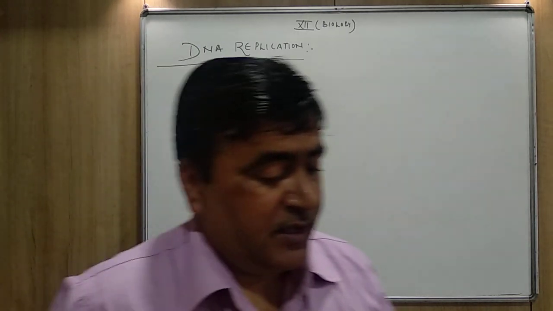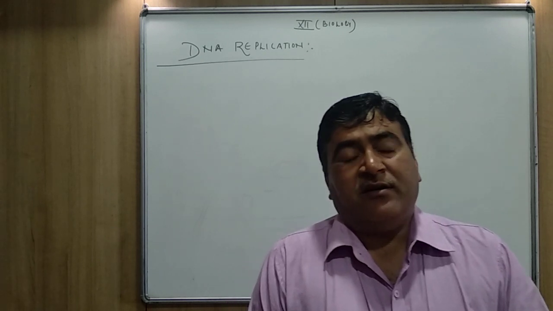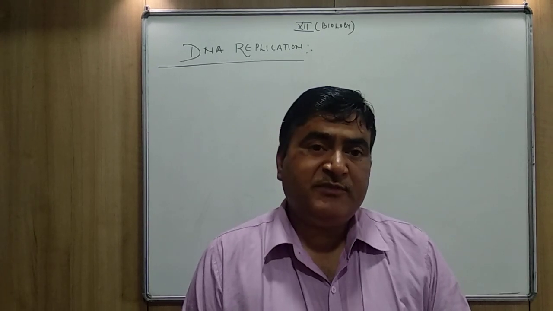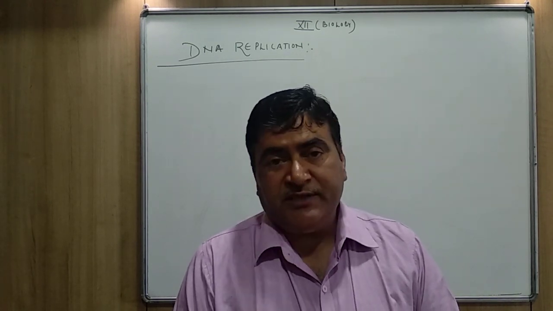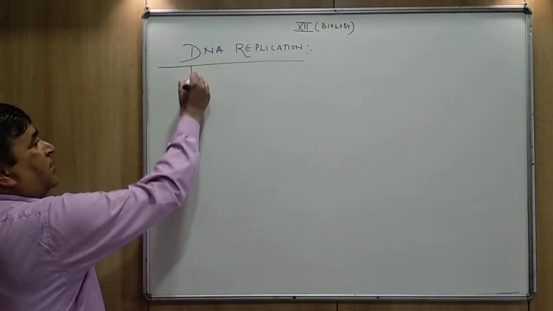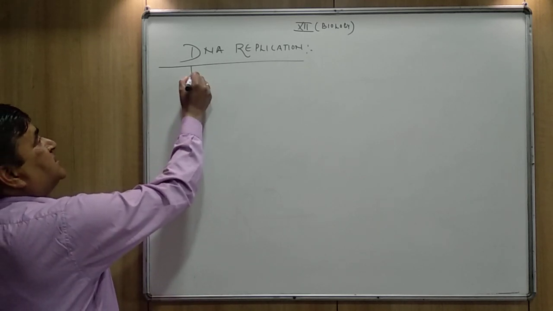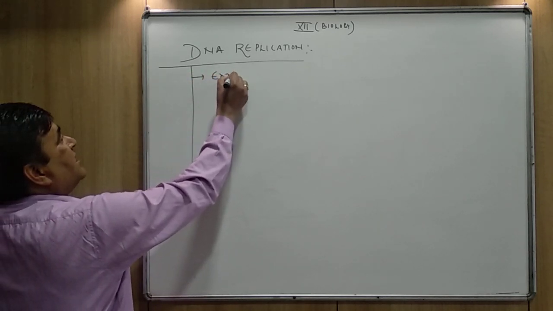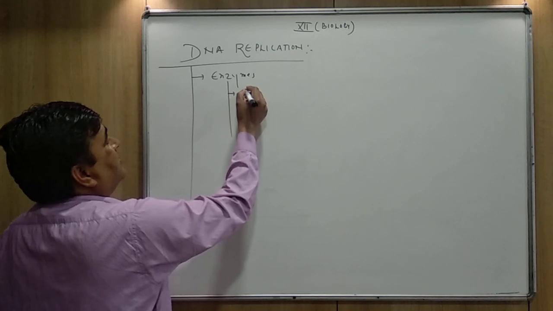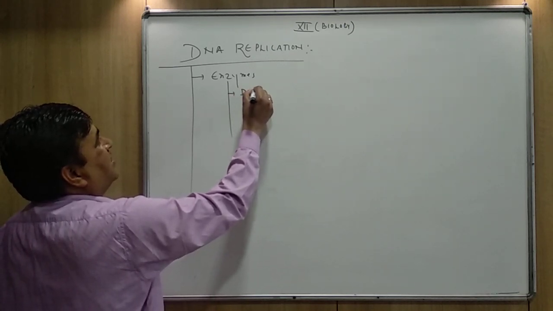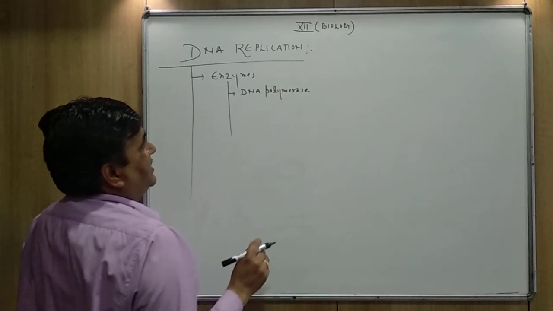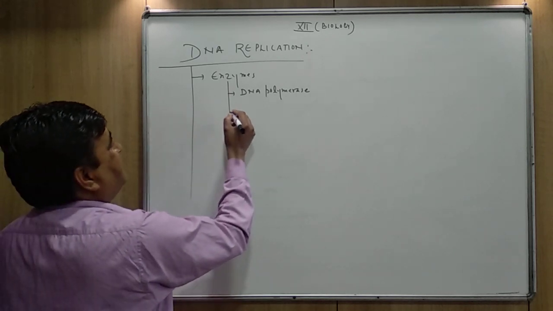Now, during the process of DNA replication, so many enzymes are required. Proteins are also required, and some primers. So what are the materials which are required during the process of DNA replication? First of all, enzymes, and these enzymes are like DNA polymerase, also called DNA dependent DNA polymerase enzyme.